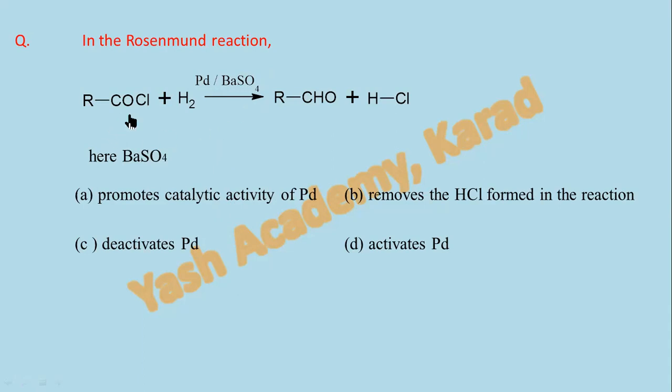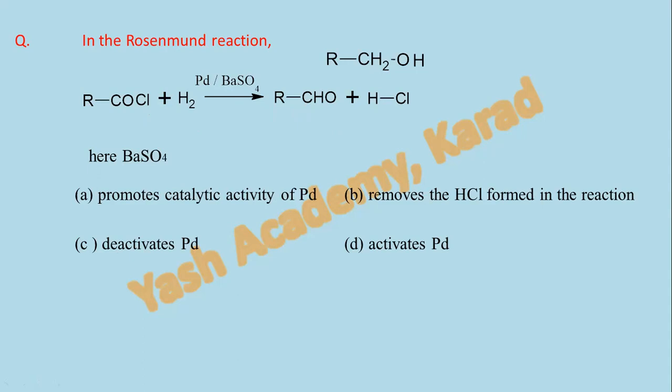The acyl chloride undergoes complete reduction to give a primary alcohol via an aldehyde. This means there is a full reduction of the acyl chloride to a primary alcohol. If the same reaction is carried out using barium sulfate, then what will happen?